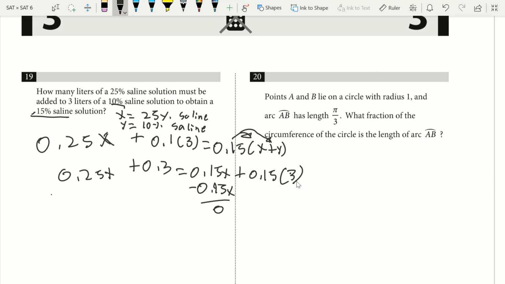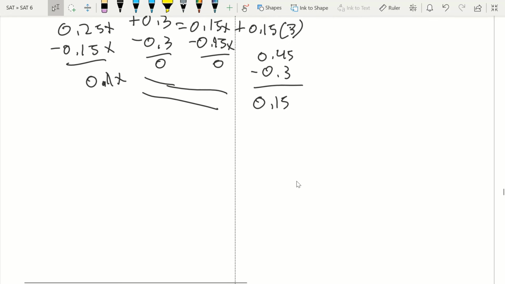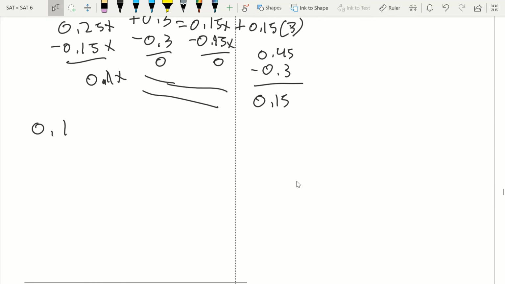So now we can go ahead and subtract 0.15x from each side to get 0.1x. We subtract our 0.3 from our right and left side. Over here we have that 3 times 0.15, which is 0.45. We subtract our 0.3 and we get 0.15. So now we see we have 0.1x equals 0.15. I'll go ahead and write that smaller over here so you can see it better.